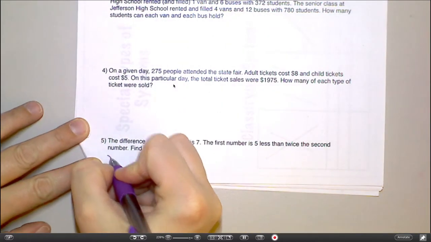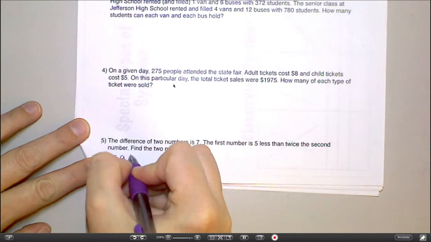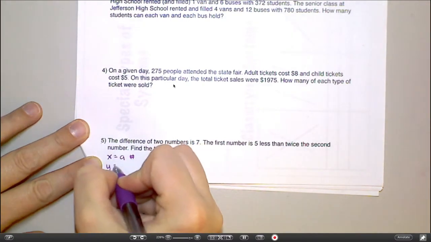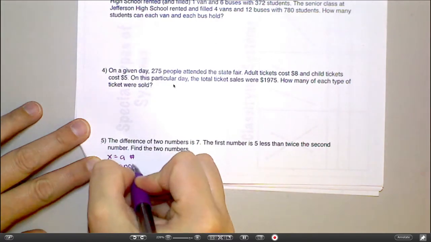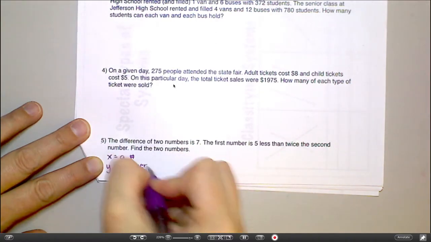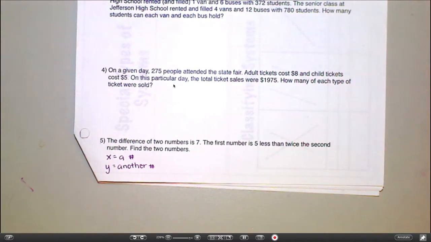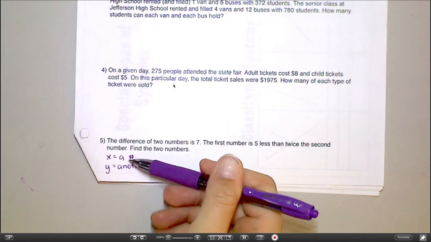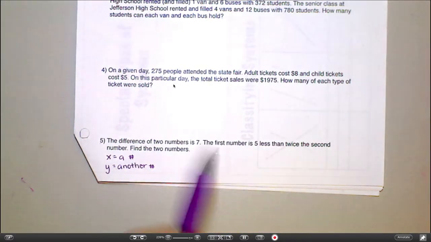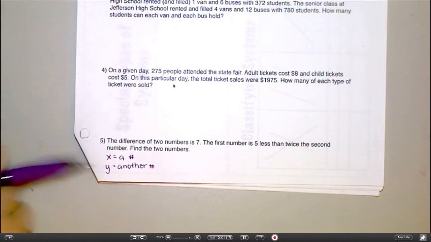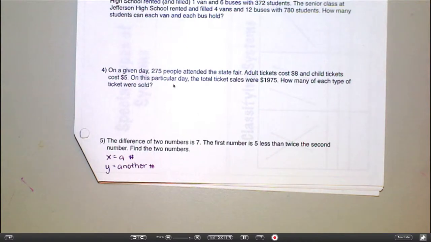So X is going to be a number. I don't know what number, but it's going to be some number. And Y is going to be another number. Okay? So X is a number, Y is another number. And what you've got to be careful of here is, yes, they both represent numbers, but I want you to do something in here to show me that they're two different numbers. So don't just say X is a number and Y is a number. All right? See how I used the word another? Or you could say first number and second number. Something to show me that they're two different numbers.